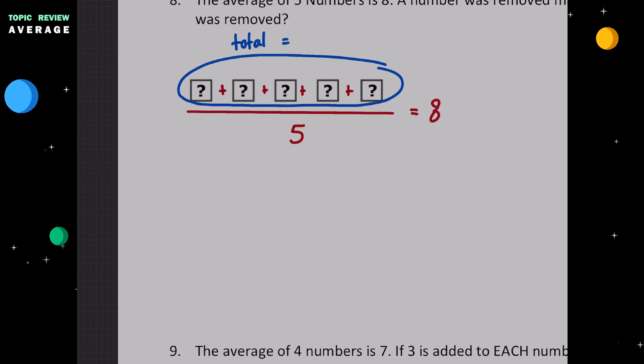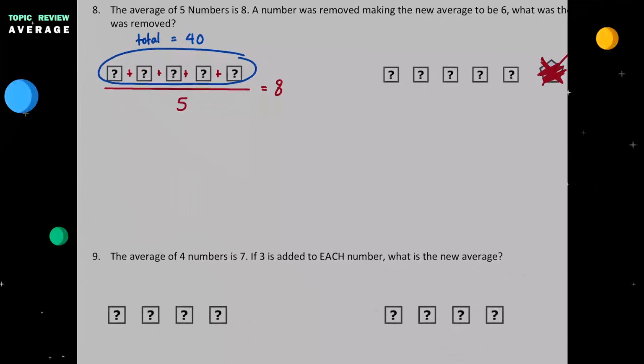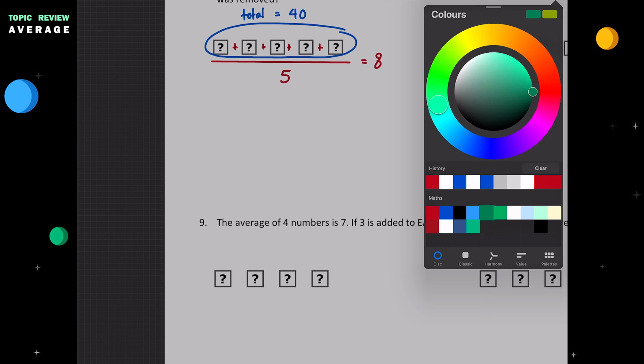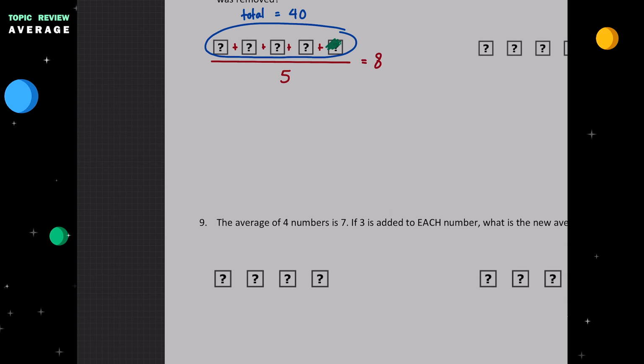And the total is 5 times 8, which equals 40. Okay. Now it says a number was removed, making the new average 6. So imagine if I removed this green one here. Okay, get rid of this guy. So now you only have the 4 numbers here. So you've got those 4 numbers: 1, 2, 3, 4.